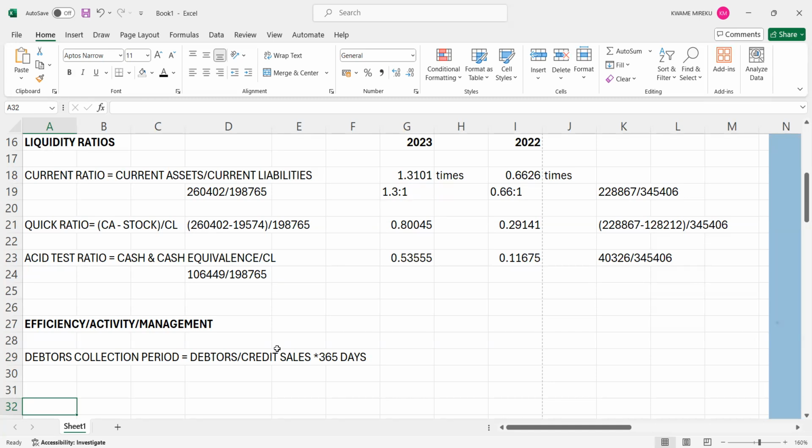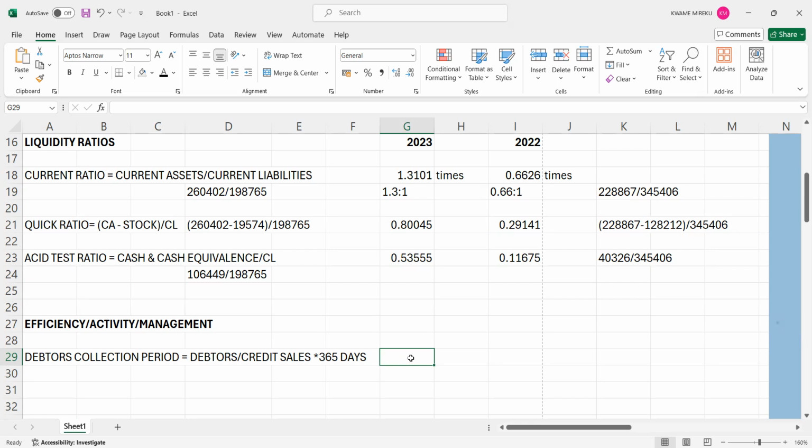We can use those as proxies for credit sales. If there's no credit sale, use net sales. If there are no net sales, we use the sales figure as a proxy for the credit sales. And that is one of the criticisms of ratios: you can get different proxies at any point in time, and that might give you a different picture as to what the issue really is.